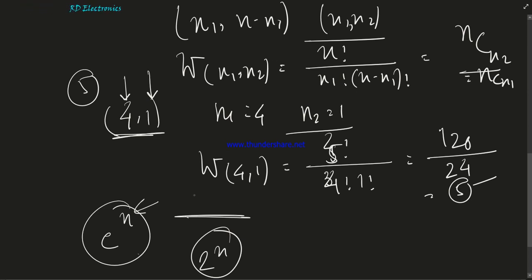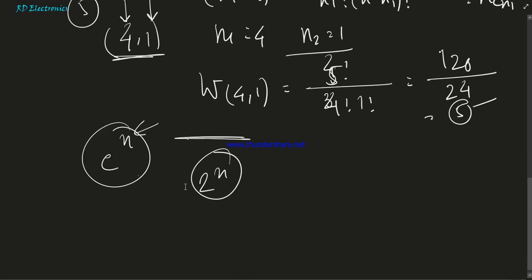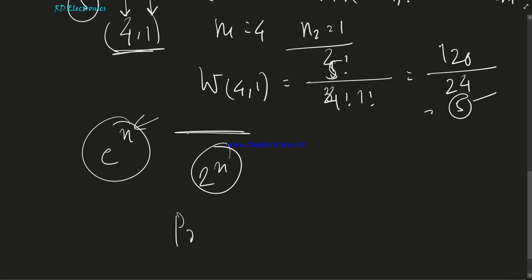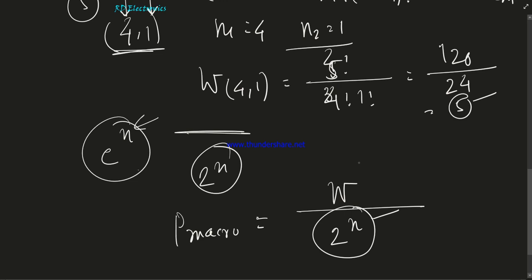Now from here, the probability of occurrence of a macrostate, P macro, is defined by the number of microstates in a macrostate, which is also known as thermodynamic probability, divided by the total number of microstates of the system, that is 2 to the power n. So this is our relationship between the probability of macrostates and the thermodynamic probability.